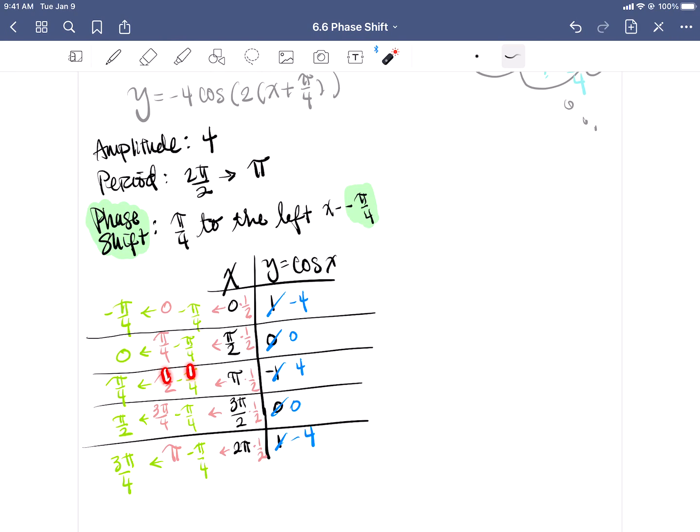This is a half, take away a fourth. A half, take away a fourth is a fourth. Okay, put the pi back in. 3/4 take away 1/4. Plus 3/4 take away a fourth. That's a half. Put the pi back in.